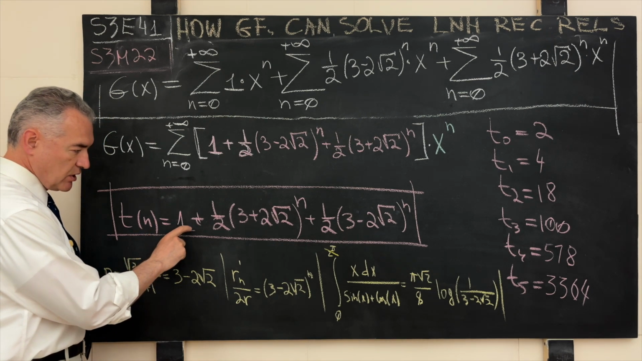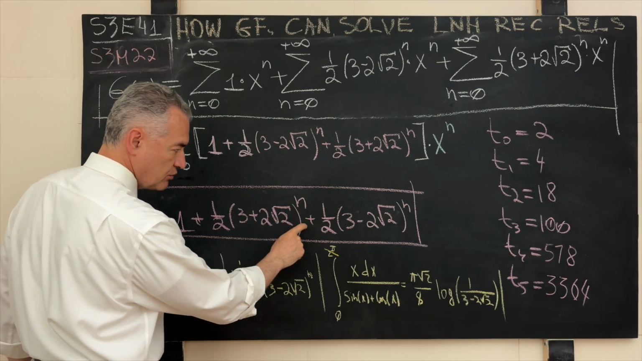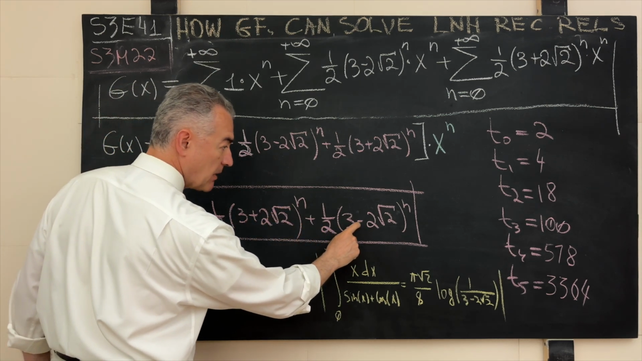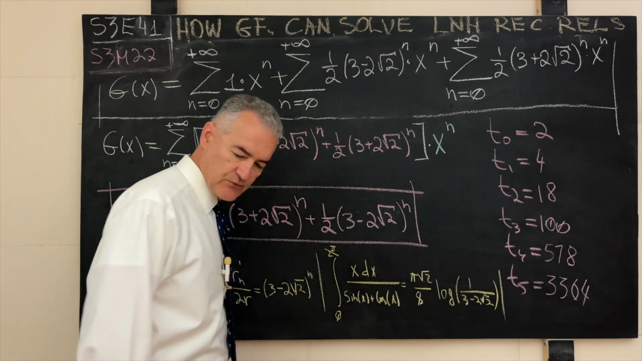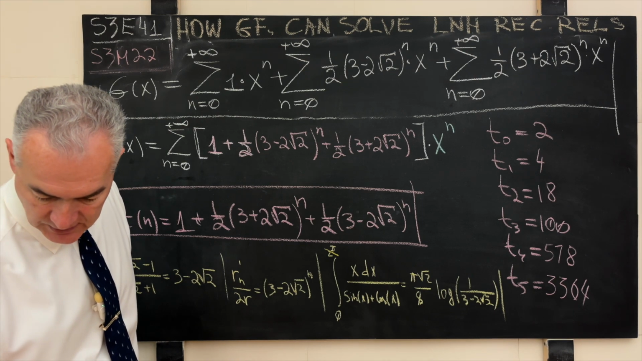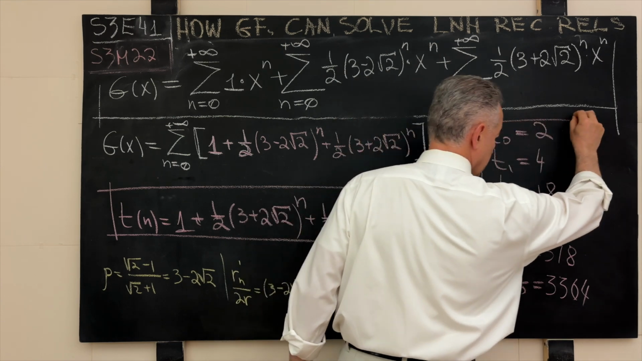T of n is 1 plus 1/2 of 3 plus 2 square root of 2 raised to the power of n plus 1/2 of 3 minus 2 square root of 2 raised to the power of n. I wrote these numbers for you over here. Let's see if I can find the same color. Maybe not. This way right here.